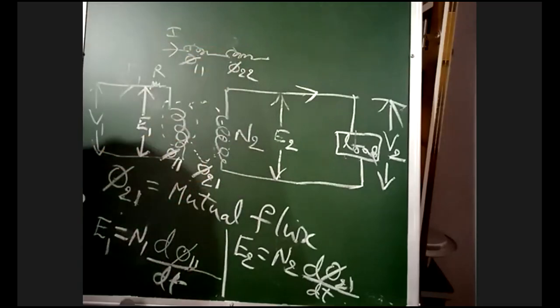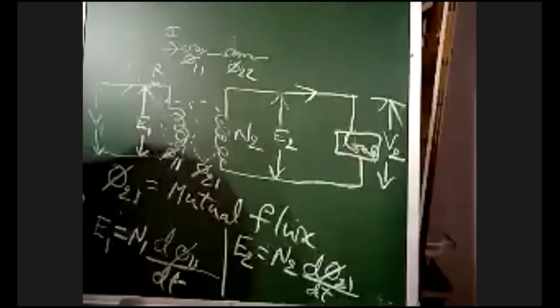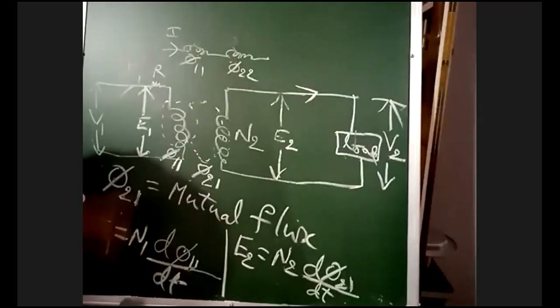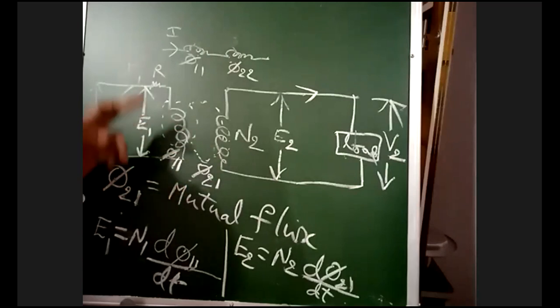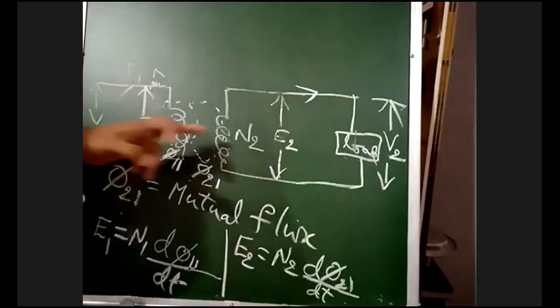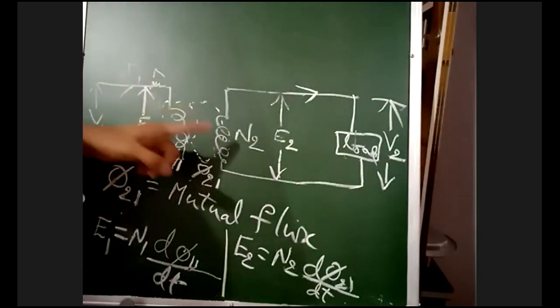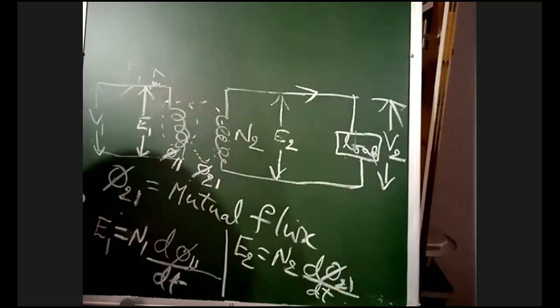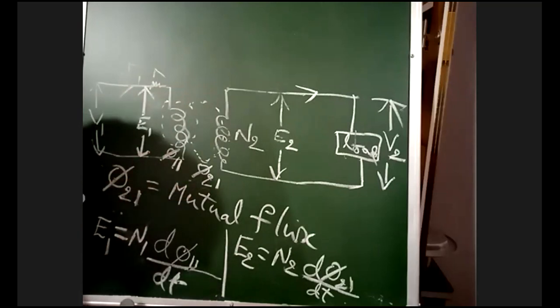Is there connection between the two coils? No, sir. If there is no connection, it is called induction, the induction principle. If there is connection between the two coils, it is called conduction. If there is no connection, then due to the first flux, flux is developed in the second coil. This is called induction. That's why the principle is mutual induction.